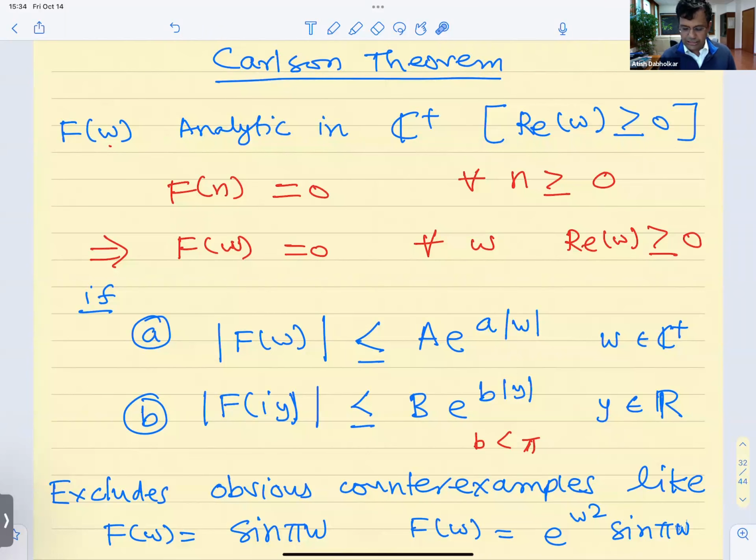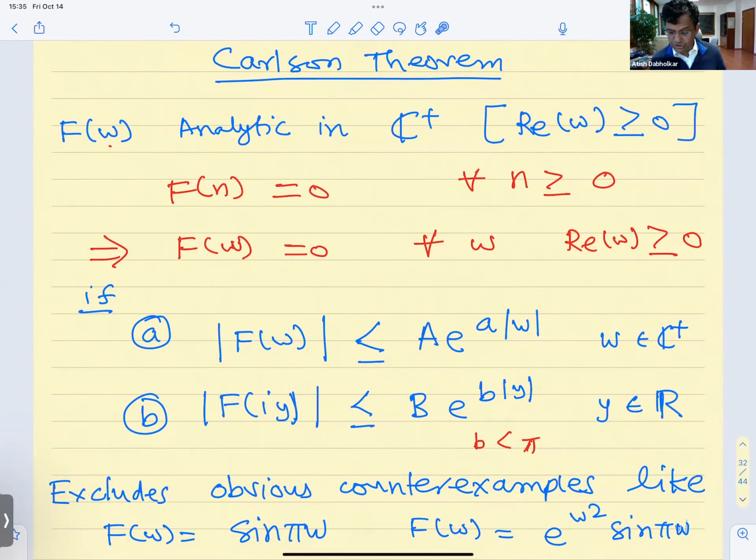But it has some growth conditions. In particular, it doesn't diverge faster than an exponential. And if you go along the imaginary axis, then it doesn't diverge as e to the pi y. It diverges slower than pi y. These two growth conditions exclude some obvious counterexamples like sine pi omega, because sine pi omega vanishes at all the integers, but it does not identically vanish. And similarly, this function. But it still covers a huge class of analytic functions.